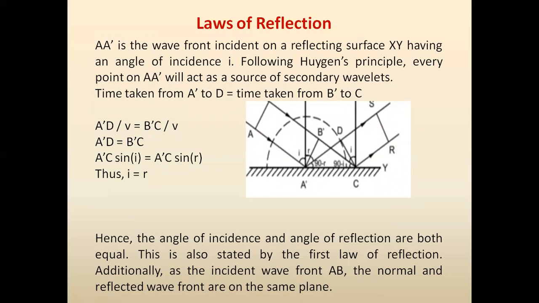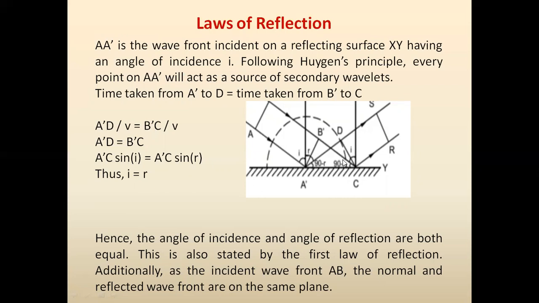Now we prove the laws of reflection by Huygens principle. A'B' is the wavefront incident on a reflecting surface XY. A'B' is an incident wavefront with an angle of incidence i. Following the Huygens principle, every point on A'B' will act as a source of secondary wavelets. So, the time taken from A' to D is equal to the time taken from B' to C.